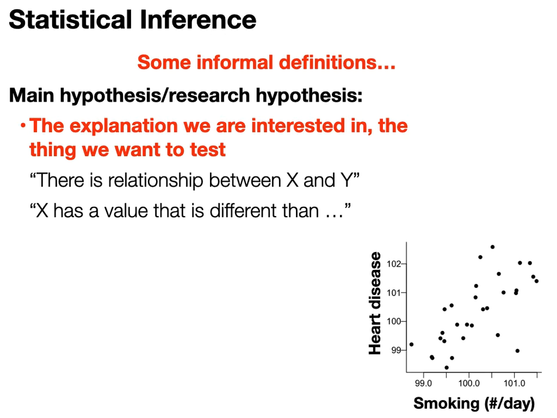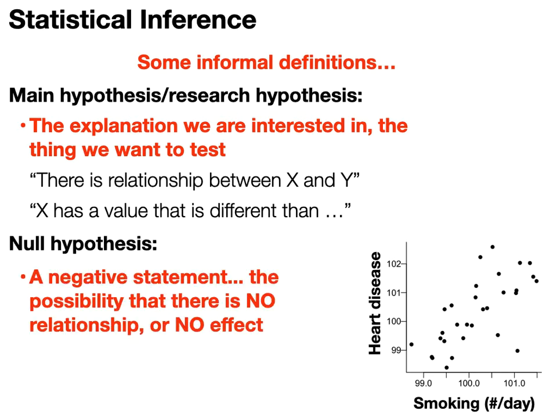Okay, so just some definitions again. Remember, our main hypothesis or our research hypothesis, two terms that mean the same thing, that's the explanation we're interested in. That's the thing we want to test. And it might be something like, there is a relationship between smoking and heart disease. Or it might be something like the chance of getting polio differs for this vaccine as compared to a placebo. Our null hypothesis is a negation of our main hypothesis. It's a negative statement. It's the possibility that there's no effect or no relationship or no difference.